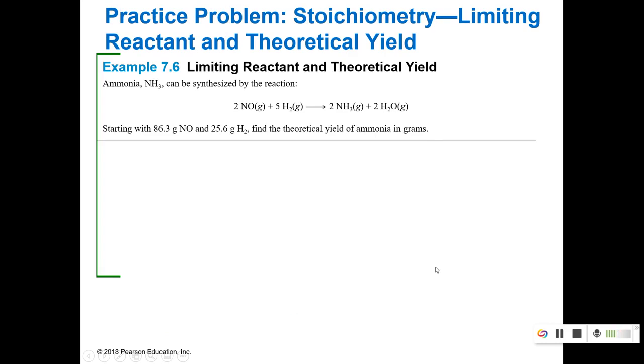So let's work a couple problems. The way to tell that this is a limiting reactant problem is notice they give you 2 starting points. And they want the theoretical yield for ammonia, so this is what we're looking for, grams. We've got nitrogen monoxide and hydrogen gas, so we're going to solve both to ammonia.